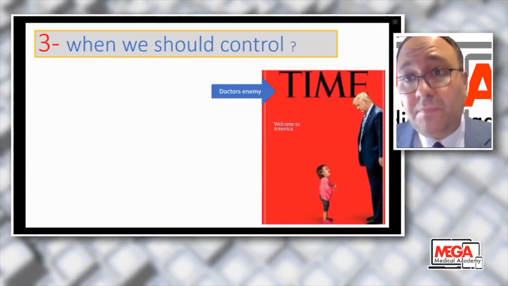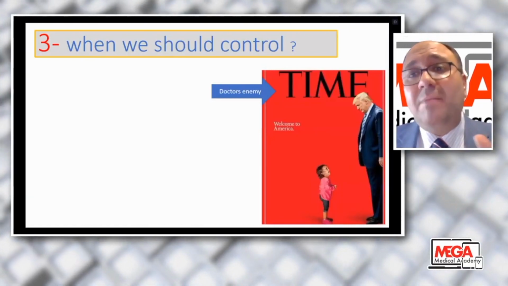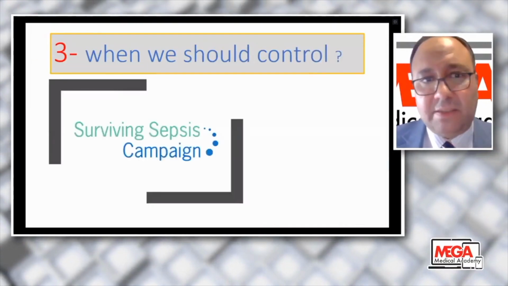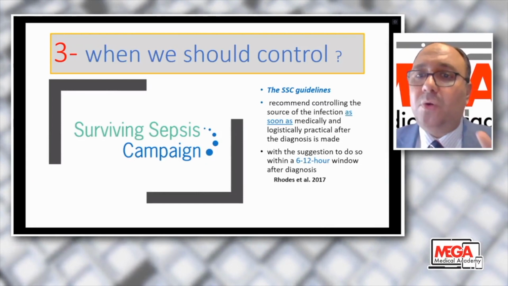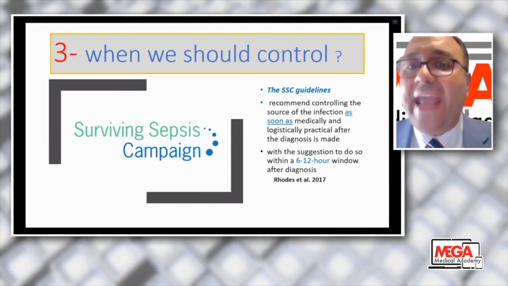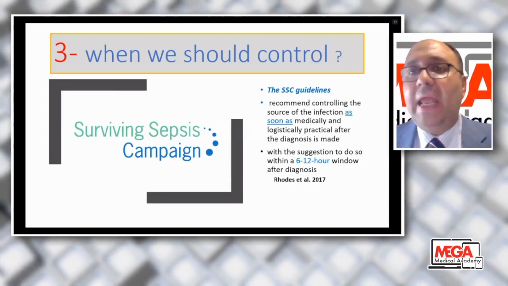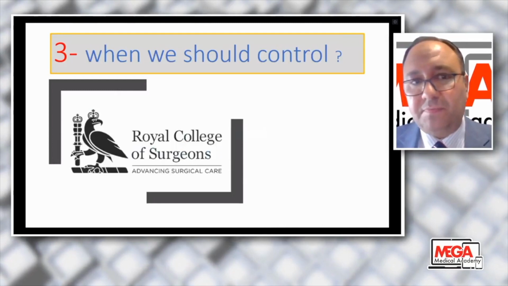The third question, our traditional enemy: what is our time frame? We can control the source of sepsis in it. Based on the Surviving Sepsis Campaign, they recommend controlling the source of infection as soon as medically and logistically practical, and they put a time window from 6 to 12 hours.